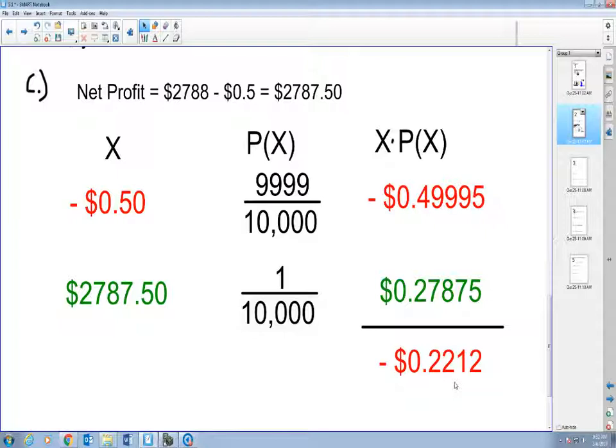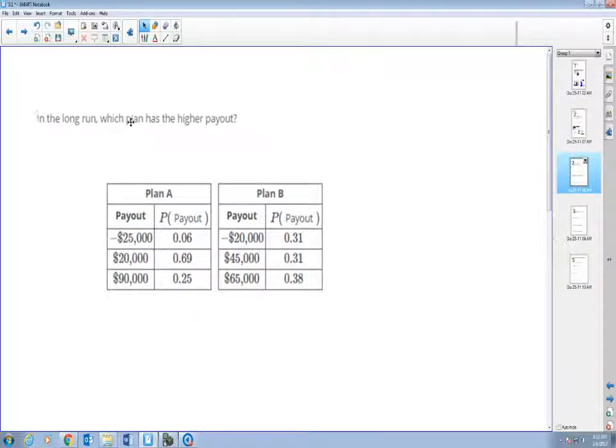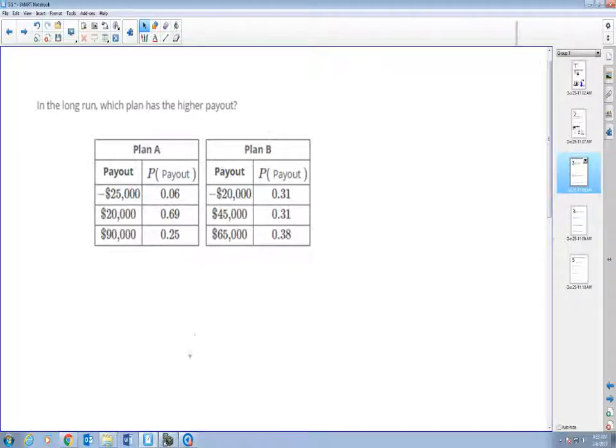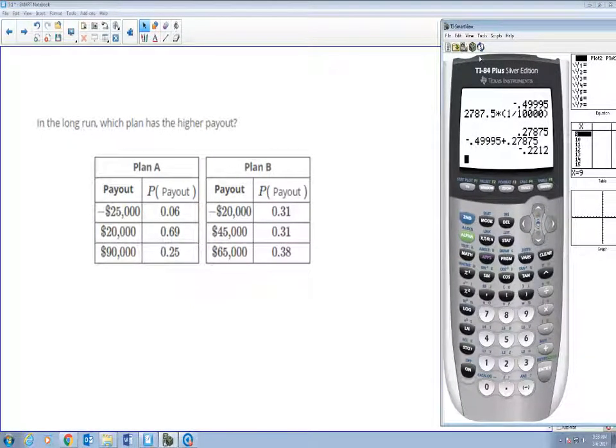The example I'm going to show you, what we can do rather than just compute this calculation every time, I think we can put them in the calculator. In the long run, which plan has a better payout? The payout is a random variable x. This is the probability of payout. So rather than multiply them and add them up, what I can do is put them in the calculator, because the expected value that I just found is the same thing as the mean of the distribution.